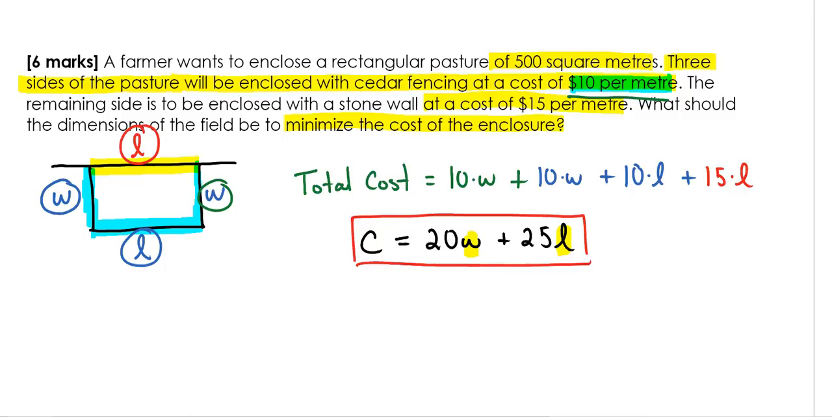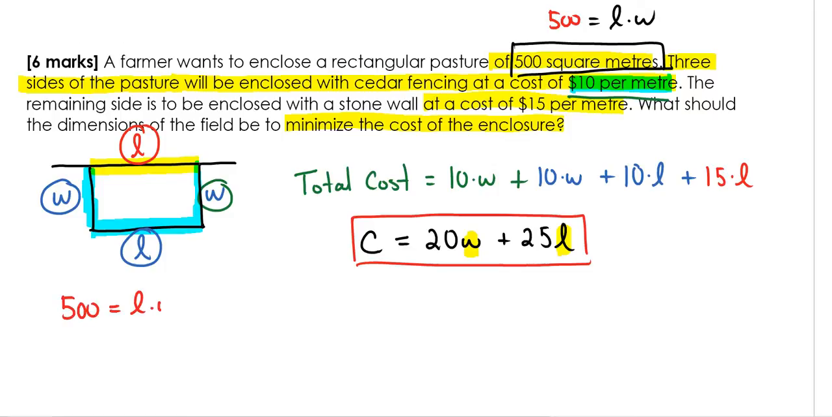In order to eliminate one of the variables, I need to find another mathematical formula that relates the length and the width, and we can do that by analyzing this 500 square meters here. And 500 square meters basically means that the area is going to be length times width, but the area is simply going to be 500.